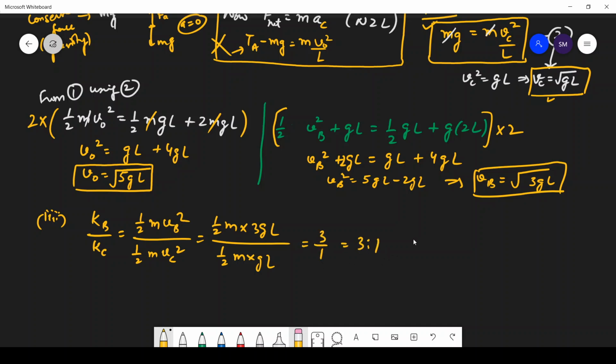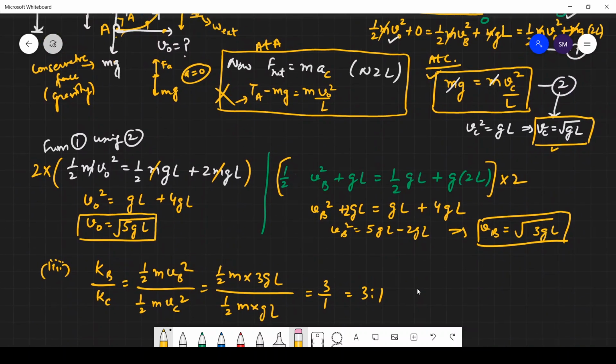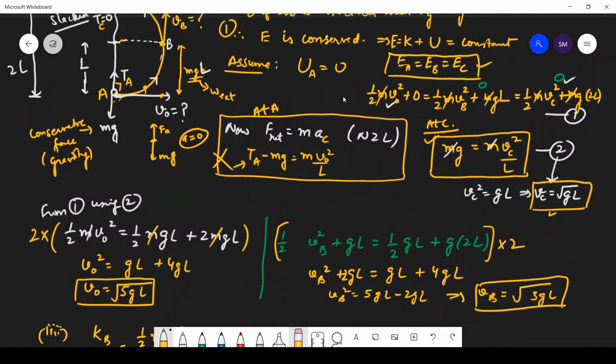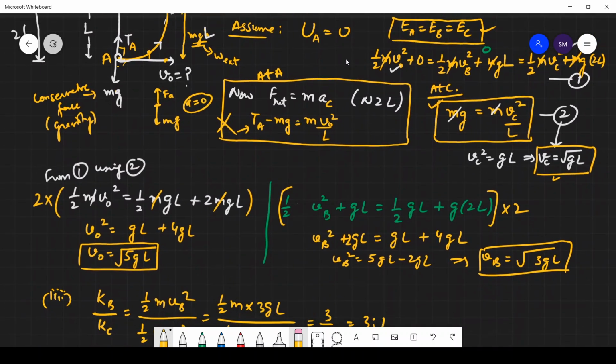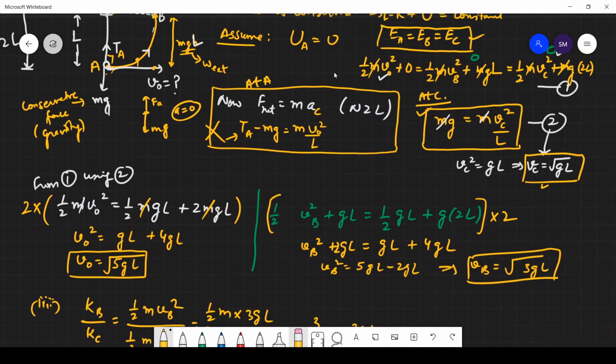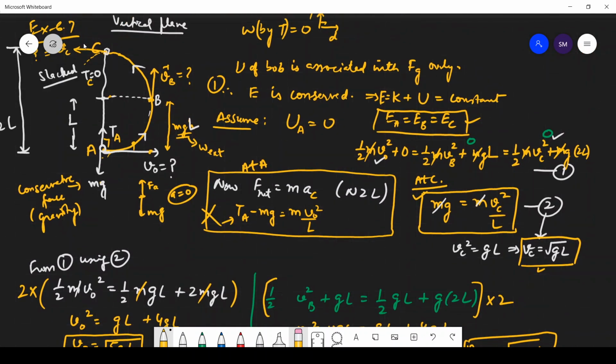So see the concept here, students, that at B the kinetic energy is thrice of C. So the kinetic energy at B was thrice of the kinetic energy at C. Here the body was moving at 3 times more speed than this. So this is not the example of uniform circular motion because the speed is changing.